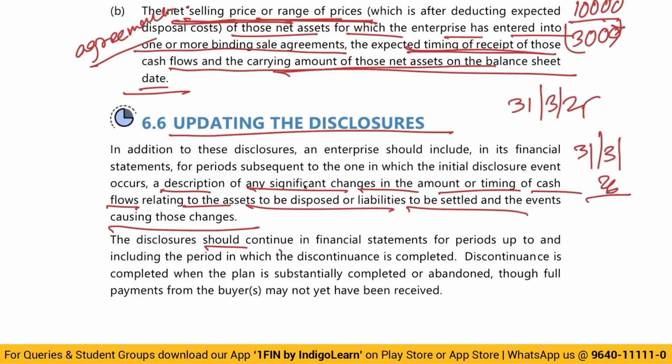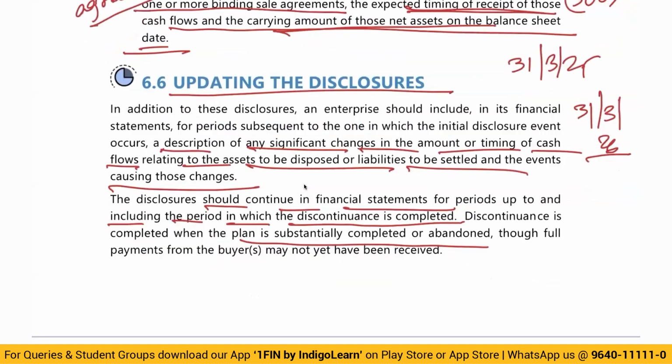The disclosure should continue in the financial statements for the period up to and including the period in which the discontinuance is completed. So till the time you complete, keep on disclosing. Then, once the plan is substantially completed or abandoned, either you have completed the sale or you have abandoned the component, then you can stop the disclosures. Okay, but whether you receive cash or not is not relevant. All right.